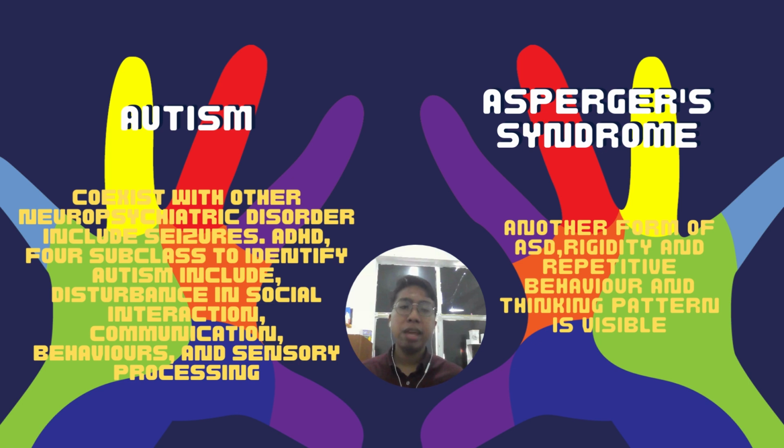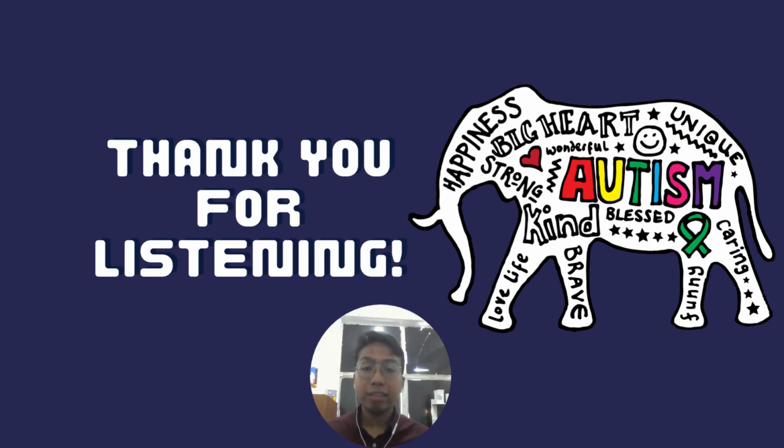And Asperger's syndrome is also part of ASD, but I understand how it can be sometimes quite difficult to see the differences between autism and Asperger's syndrome, where this is also another form of ASD, but to make it different is that rigidity and repetitive behavior and thinking pattern is more visible in Asperger's syndrome, more in comparison to autism people. So, and that's all from me.